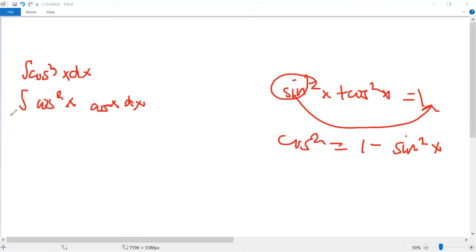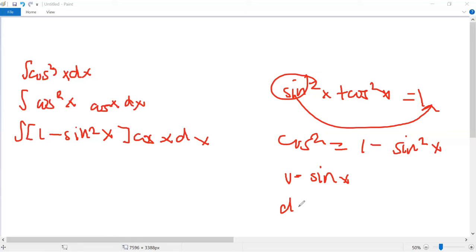So we're going to replace cosine squared with 1 minus sine squared. The reason why we want to put it in this form is so that we can do u substitution. If we make u equal to sine x, du is going to be cosine x dx. That's why we have to keep at least one cosine on the outside, so that we can use it to change it into du. So this part here is du, and we're going to replace sine with u.